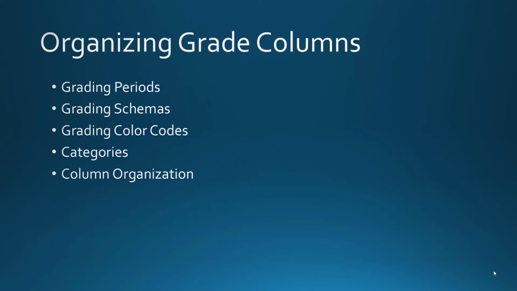We're going to have to be a little bit more organized in this video because organizing grade columns requires a little bit of preparation in various parts of the grade book. And so we're going to look in particular at grading periods, grading schemas, grading color codes, categories, and column organization. Each one of these is going to be an option in the grade book, and we're going to set them up properly, and then we will deploy them in our grade book for a very organized set of grades that will make your life much easier when it comes to grading itself.